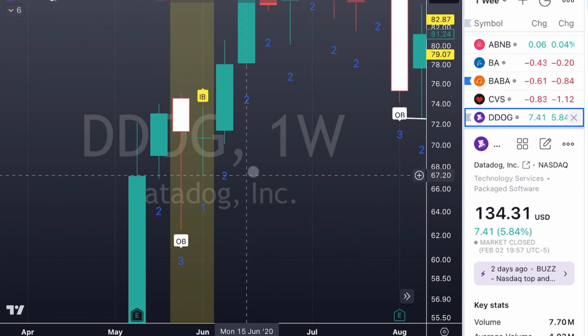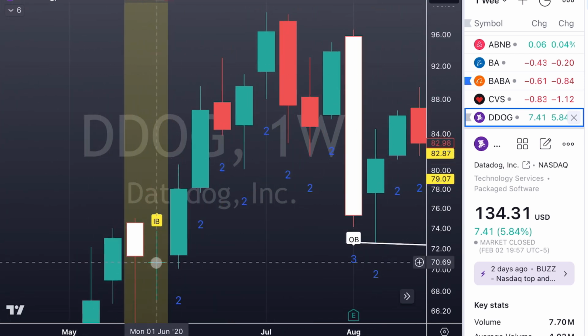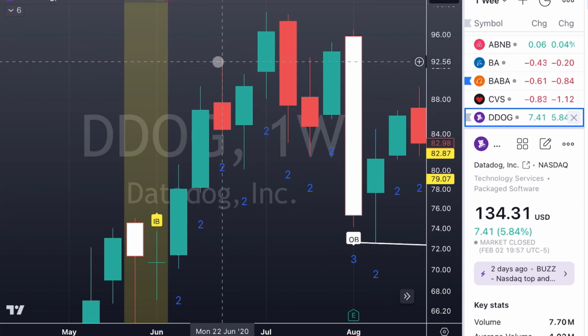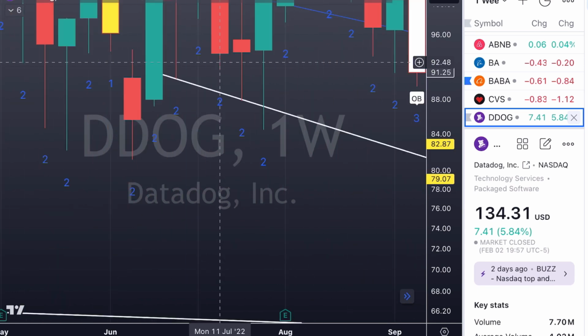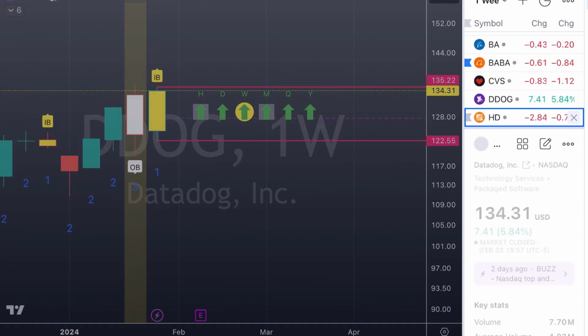Here's another one. 3-1 for 1, 2, 3 straight weeks. Okay? From 73.64, not that you would have held this high, but all the way up to 92.48 off of these rare, powerful 3-1 setups. Okay? Look for Datadog.